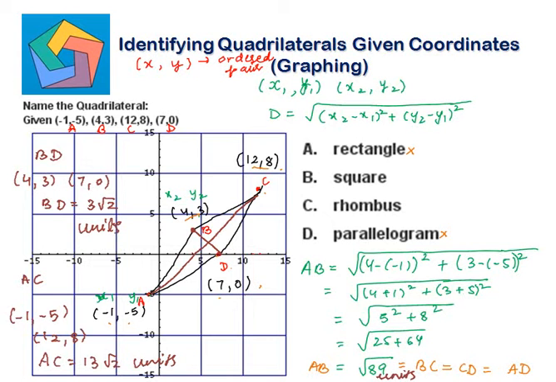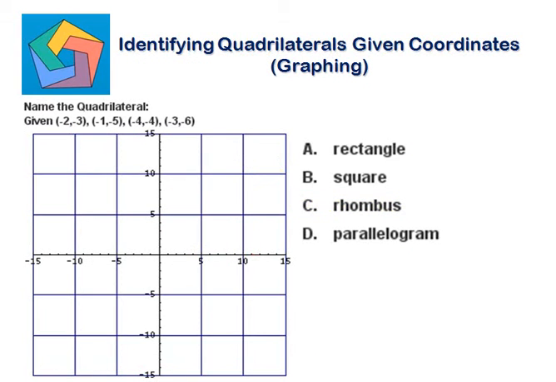So since the diagonals are not equal to each other, therefore we will say that ABCD is a rhombus, which is the answer in the C part. Next problem. Name the quadrilateral. Given the coordinates -2, -3, -1, -5, -4, -4 and -3, -6.